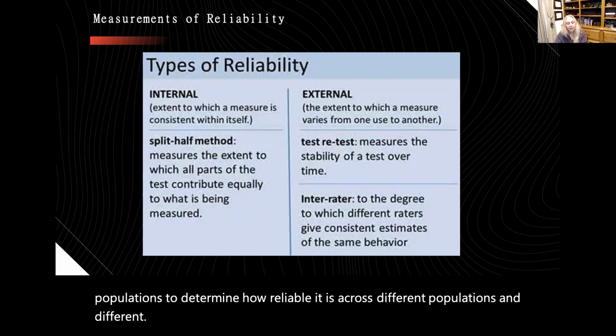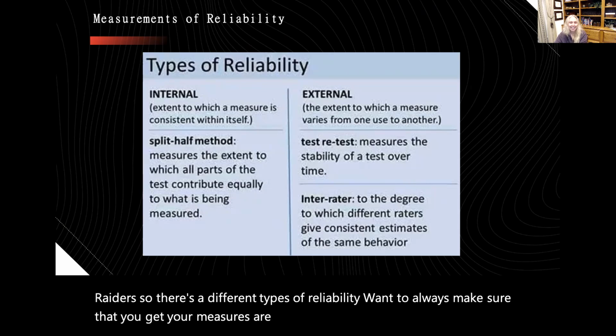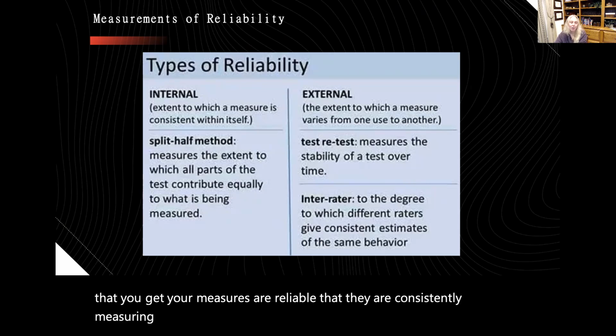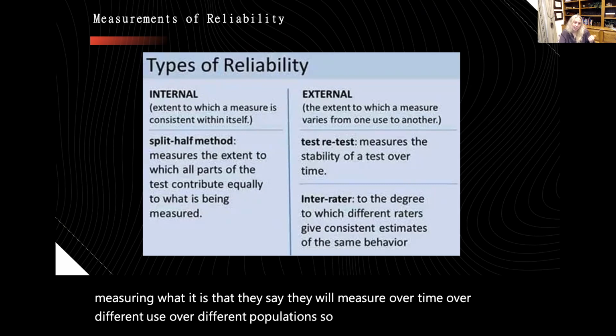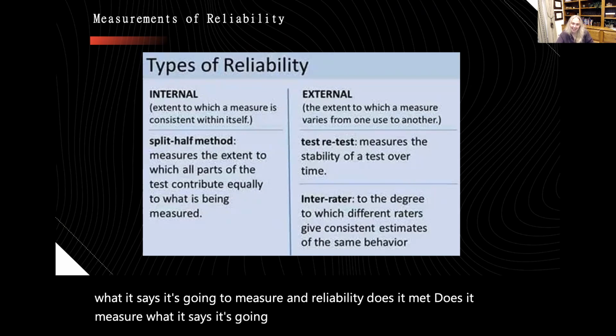raters. So with the different types of reliability, you want to always make sure that your measures are reliable, that they are consistently measuring what they say they will measure over time, over different use, over different populations. So again, validity: does it measure what it says it's going to measure? And reliability: does it measure what it says it's going to measure consistently?